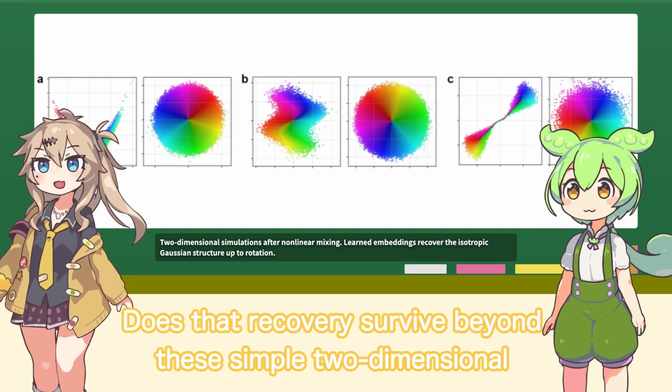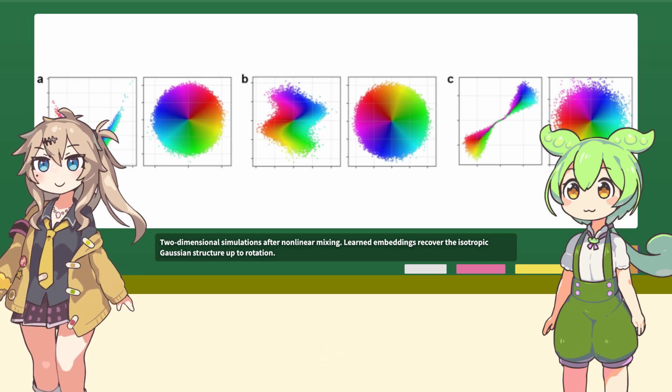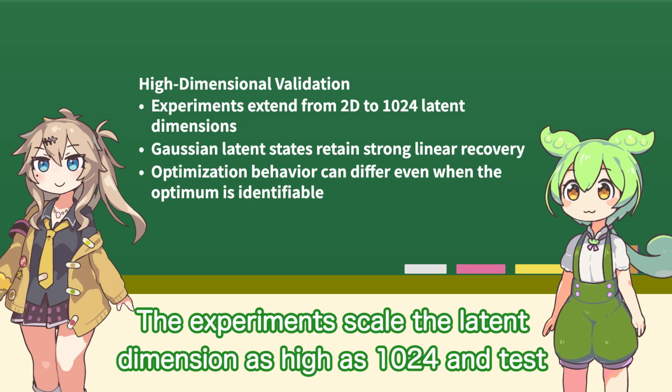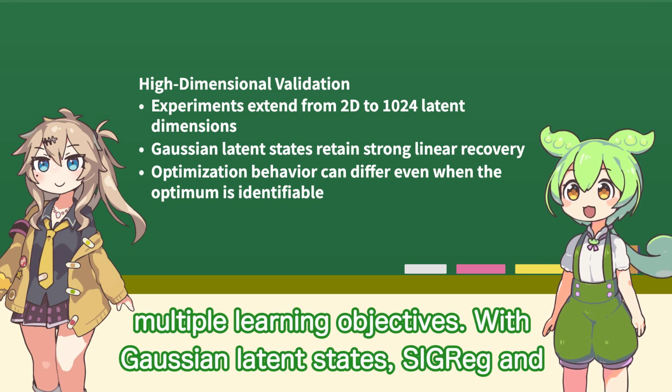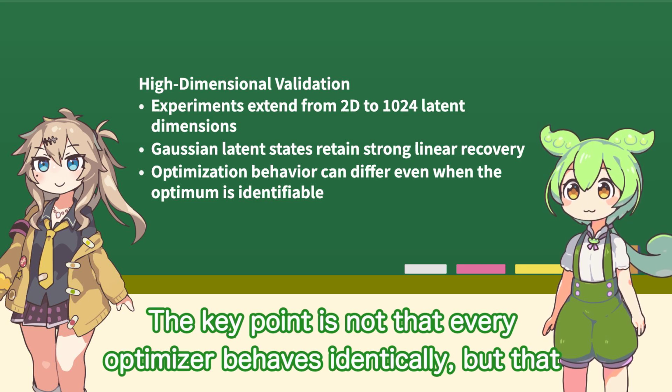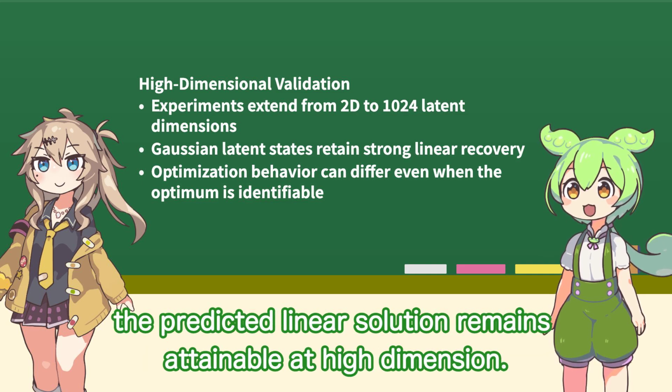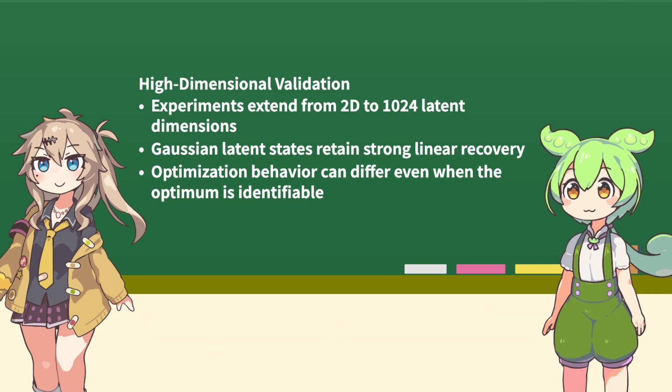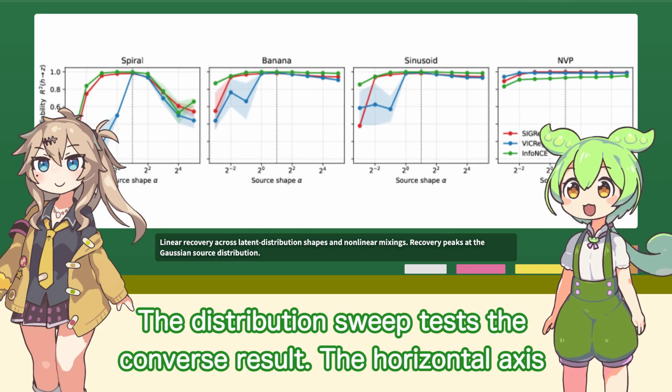Does that recovery survive beyond these simple two-dimensional examples? The experiments scale the latent dimension as high as 1024 and test multiple learning objectives. With Gaussian latent states, SIGReg and VICReg maintain strong linear recovery across the dimension suite. The key point is not that every optimizer behaves identically, but that the predicted linear solution remains attainable at high dimension. The distribution sweep tests the converse result.